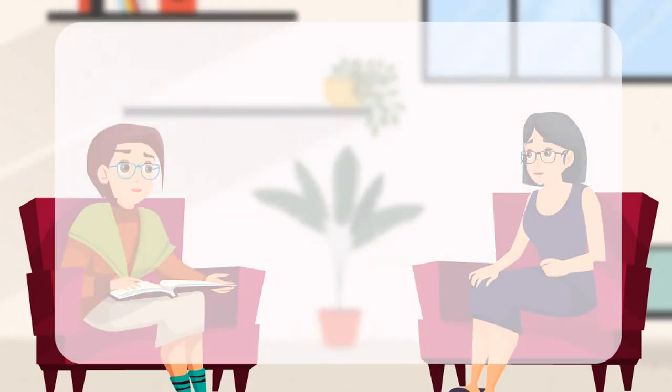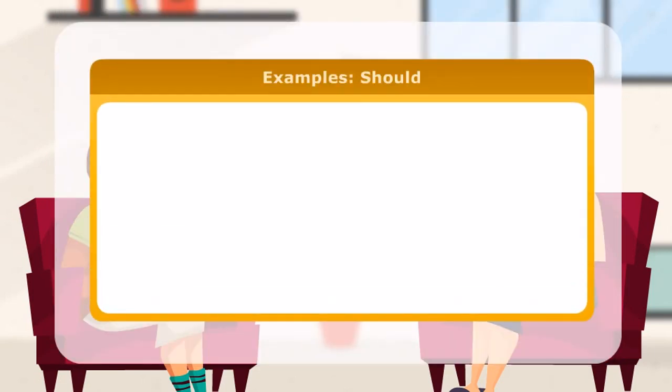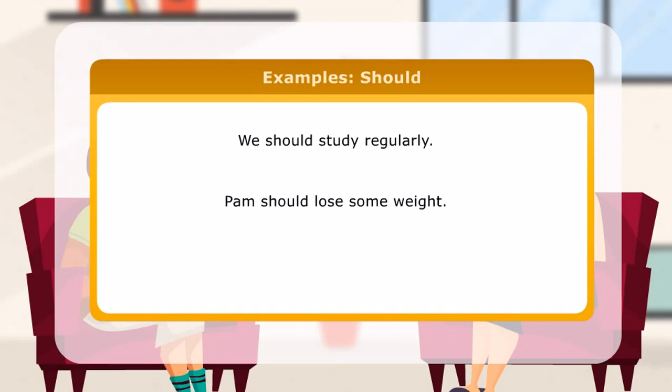Here are a few more sentences using should. We should study regularly. Pam should lose some weight. We should be home before dinner.